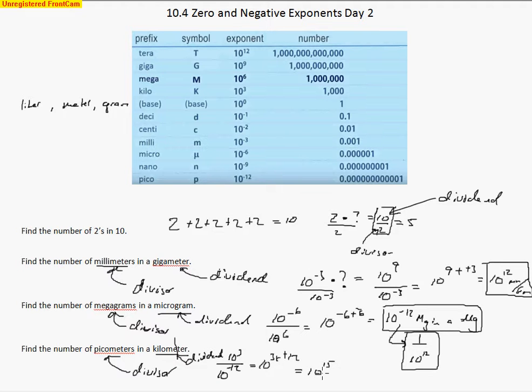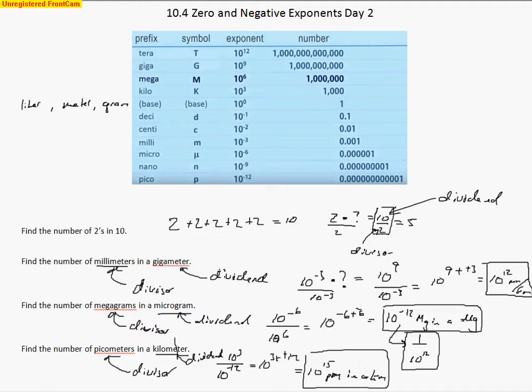So that's how many picometers, and a picometer is just P, so let's fix that. So picometers in a kilometer. That's how many would end up fitting in a kilometer. So we would have to measure out 10 to the 15th picometers to make a kilometer.